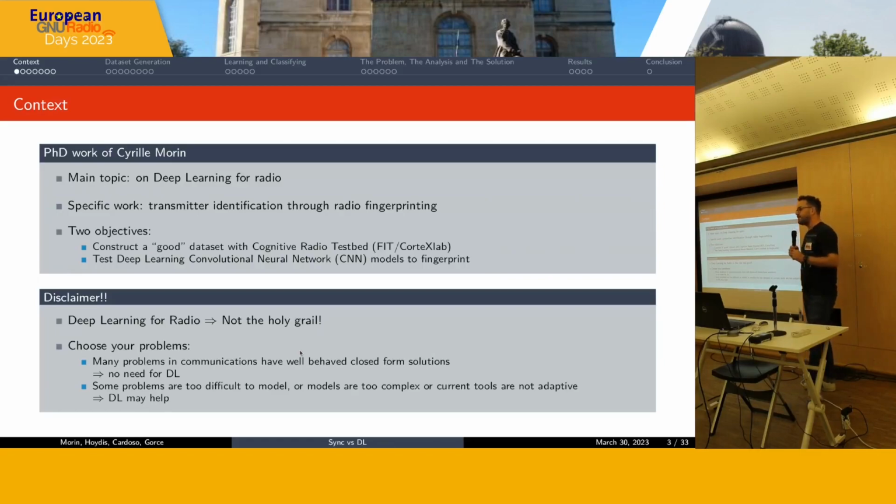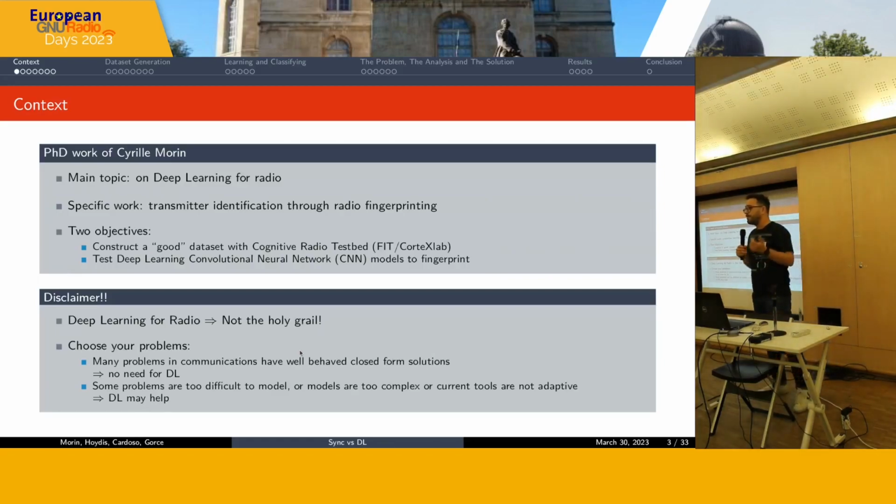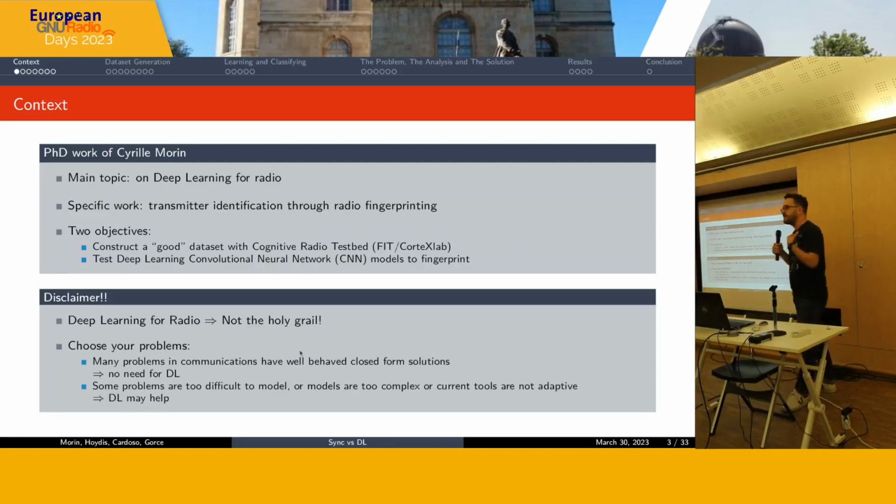So the specific work here, he did many things during his PhD, but one of the things that he did was trying to recognize a radio through its RF signature, okay? So that's what we call transmitter identification based on deep learning, and then radio fingerprinting. The objectives were two. We wanted first to create a good data set that could be used not only for us, but also by other people out there using CorteXlab. And the second one was to test a deep learning algorithm based on convolutional neural networks in order to try to fingerprint actual individual radios.